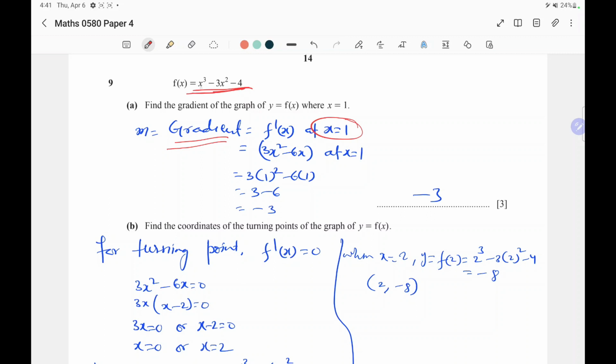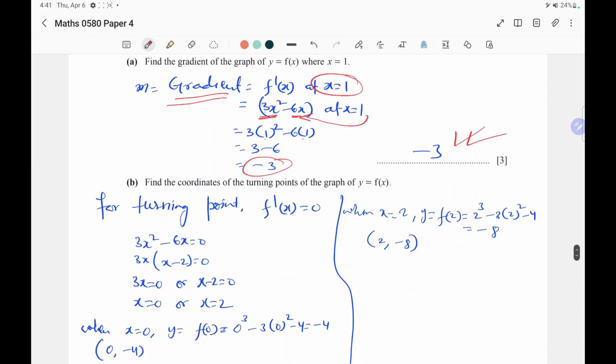So just differentiate. X cubed differentiation is 3x squared, and minus 3x squared differentiation is minus 6x, and minus 4 differentiation is 0. And then just put x equals 1. So this is 3 times 1 squared minus 6. Just calculate, you will get minus 3. So your gradient is minus 3.